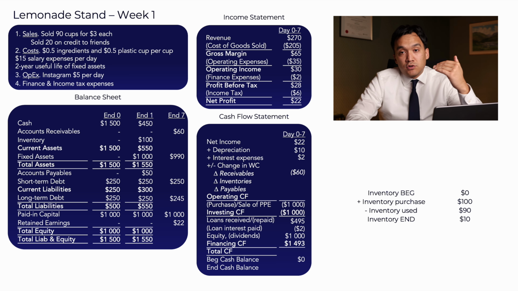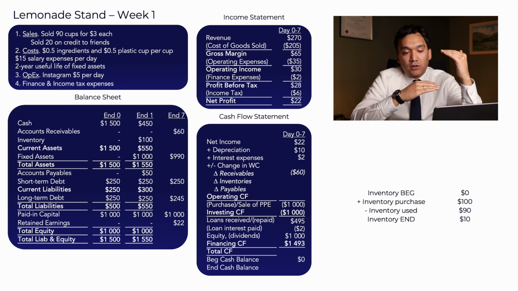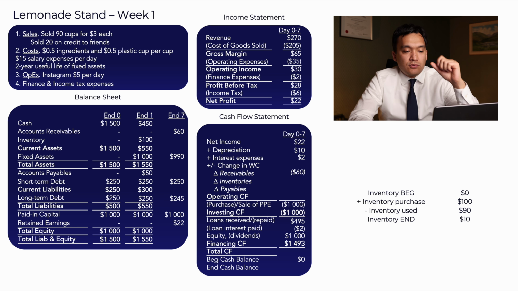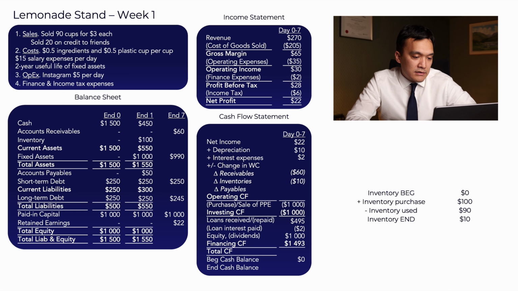So we purchased 100 worth of inventories, but we only show $90 on our income statement. So we didn't account for this $10 worth of inventories purchased during week 1. So we need to show that we have an outflow of minus $10. And our ending inventory balance is $10.